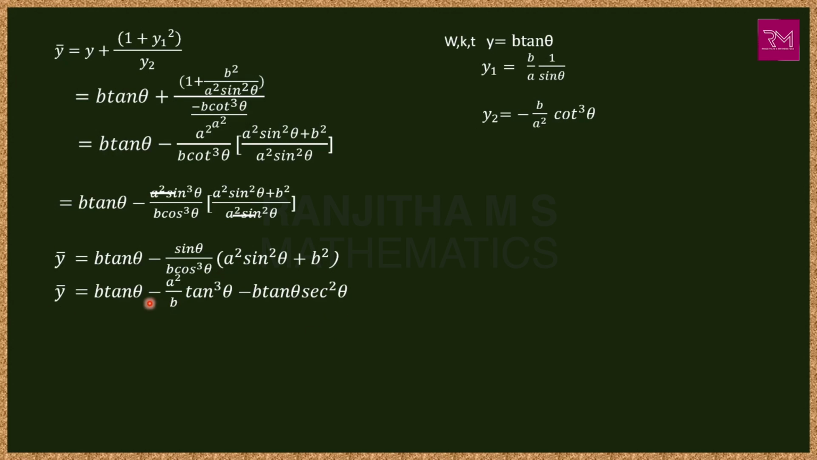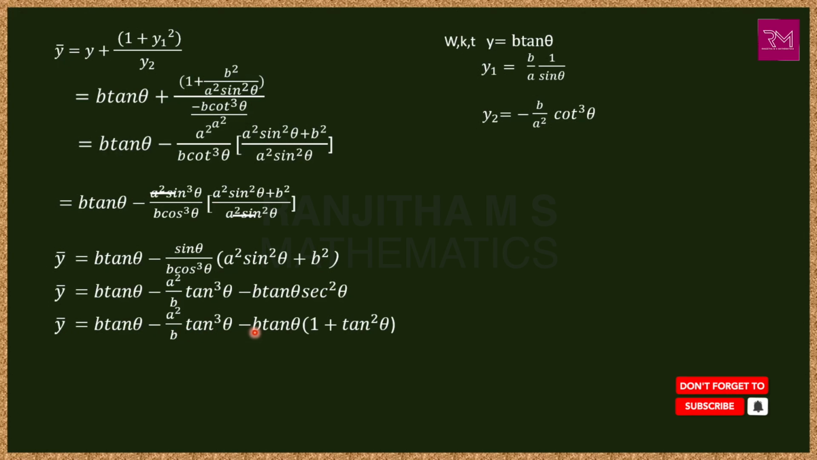In the next step, here we have b tan theta term, but here we have secant square theta term. So to remove secant square theta term, we can write it as y bar which is equal to b into tan theta minus a square by b into tan cube theta minus b tan theta into, we can write secant square theta in terms of tan as 1 plus tan square theta. We know by trigonometric identity 1 plus tan square theta is nothing but secant square theta. So we can write secant square theta as 1 plus tan square theta. Now we can simplify inside the bracket.